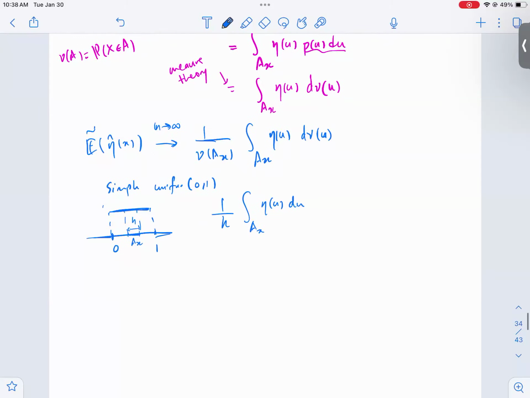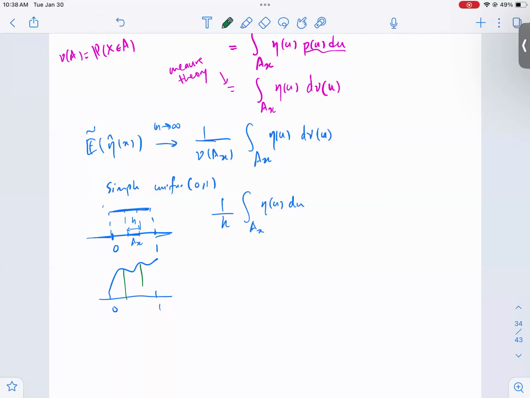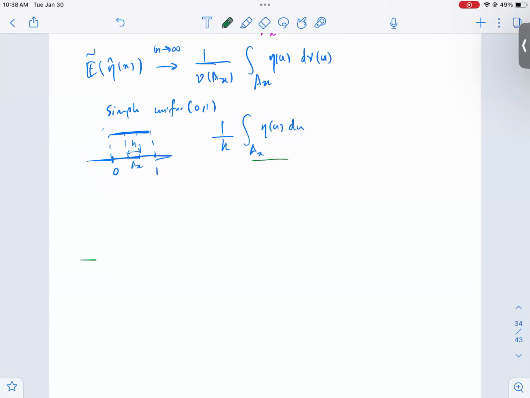What I'm saying is, if your regression function is something like that, what this is going to do is take the integral of this and average it out over this region, and then divide by the length. So you get some sort of an average function here. Let me show you the bigger picture. So it's like 0 to 1, and let's say I have something like that.